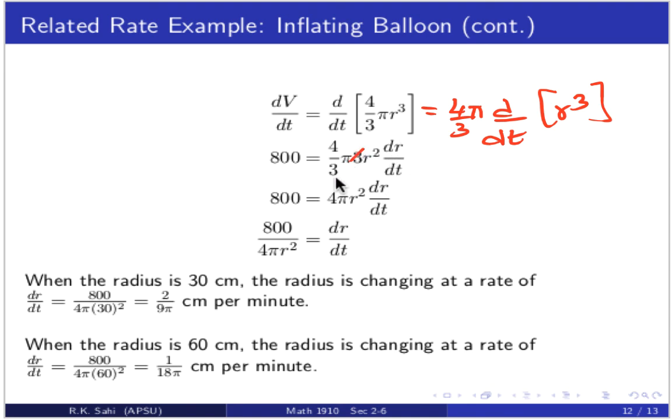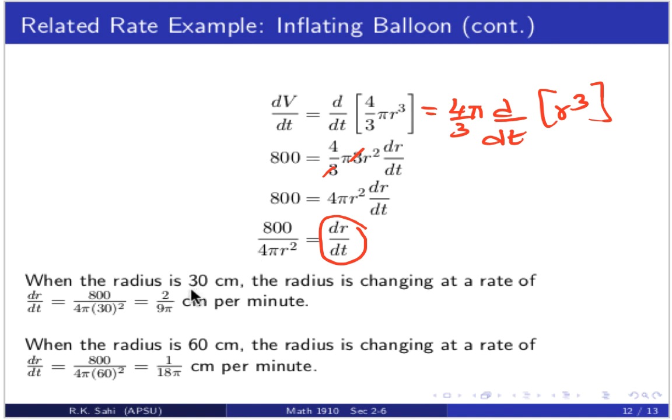Now clearly the 3 and 3 can cancel out each other. So what do we get? Because 800 is already given to us, 800 equals 4 pi r squared dr over dt. Now the question is, how fast is the rate of increase of the radius? That means you're solving for dr over dt and putting everything else on the other side of the equal sign.